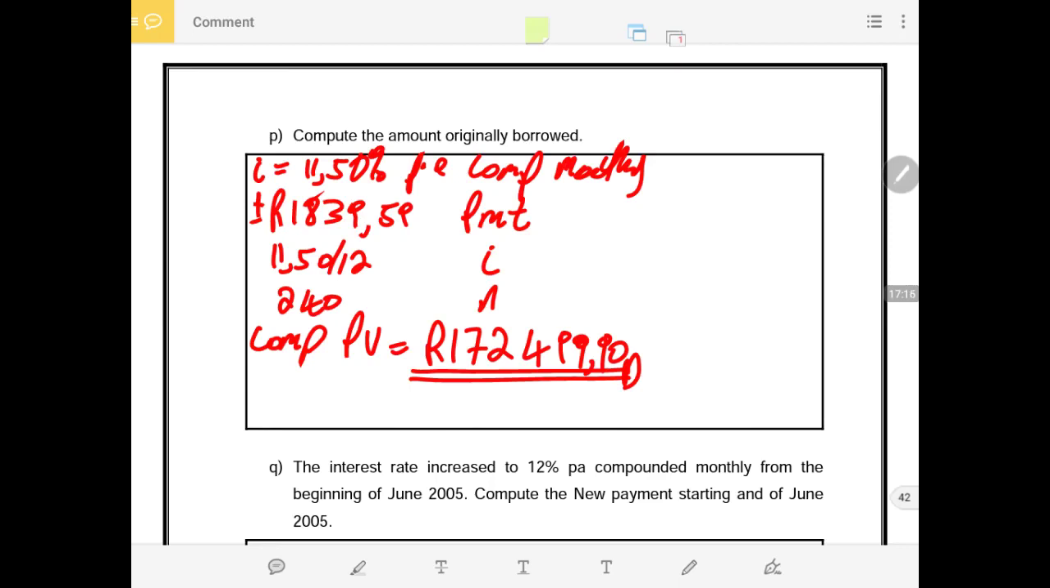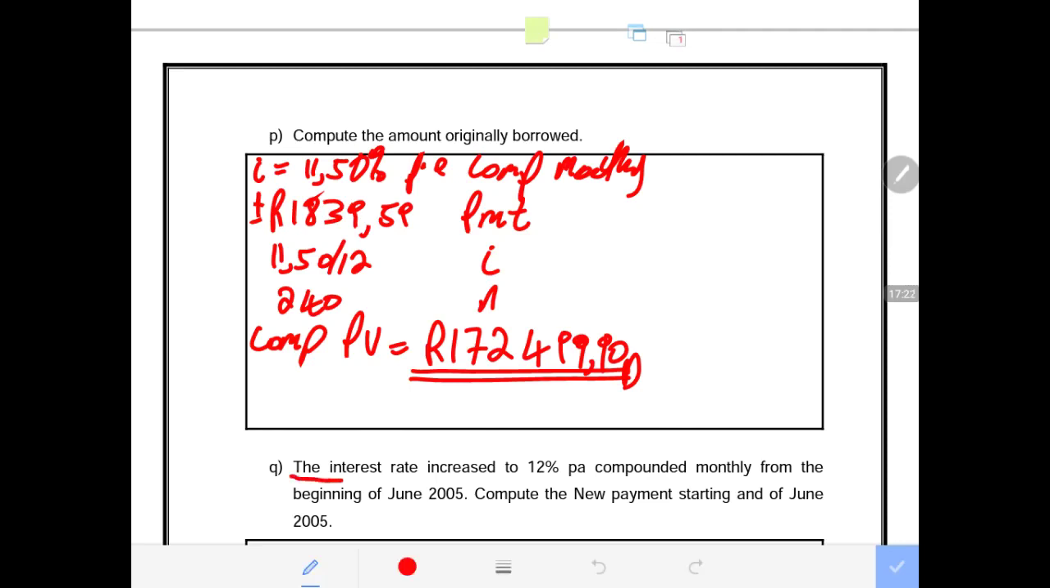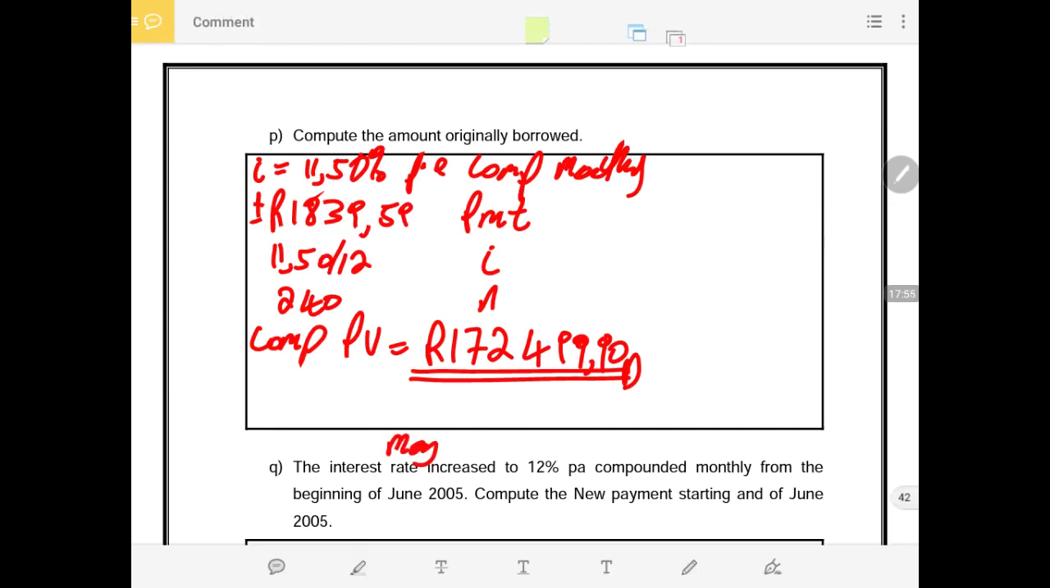Now we go to number Q. It says the interest rate increased to 12% per annum compounded monthly. From which month? From the beginning of June 2005. So we need a balance at the end of May. That means we need to say payment number May, May 2005, because there are so many Mays that have passed.